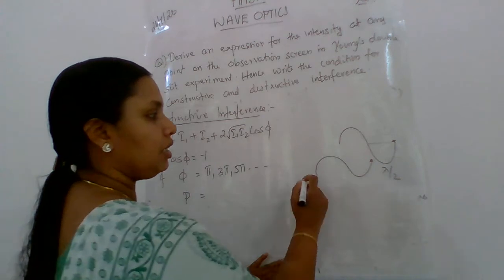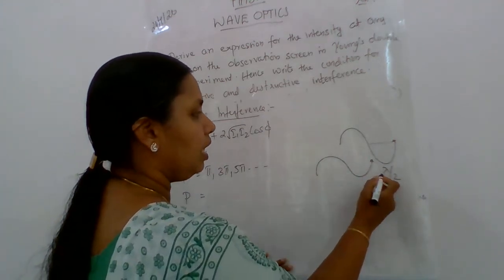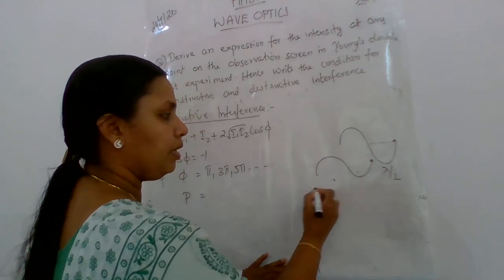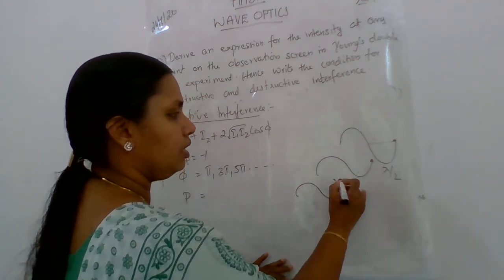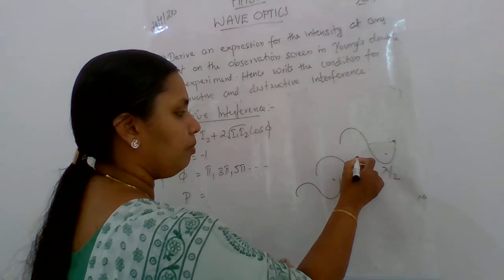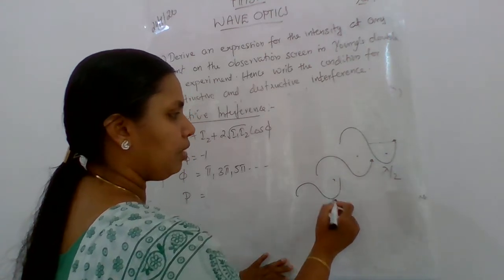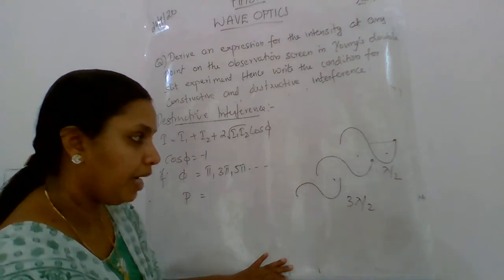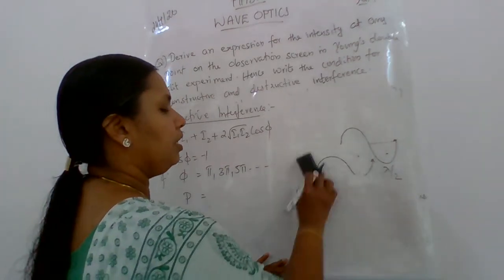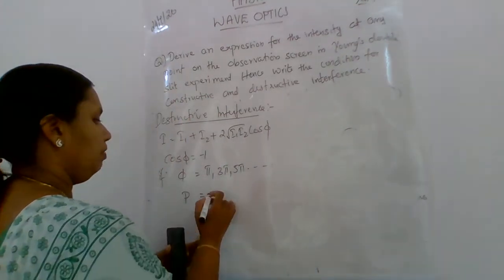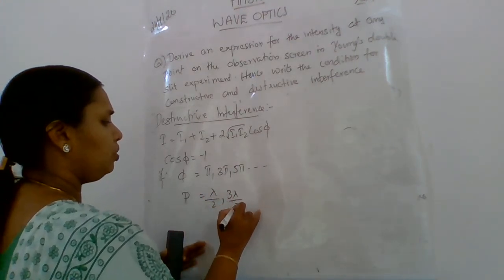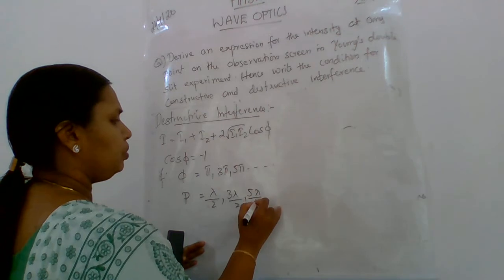Isn't it? Then the next wave is here, so what is it? Lambda by 2, this lambda by 2 and the next lambda by 2. See, it will be here. So lambda by 2 and the next lambda by 2, so it will be 3 lambda by 2 or 5 lambda by 2. So the path difference we can write as lambda by 2, 3 lambda by 2, 5 lambda by 2, etc.